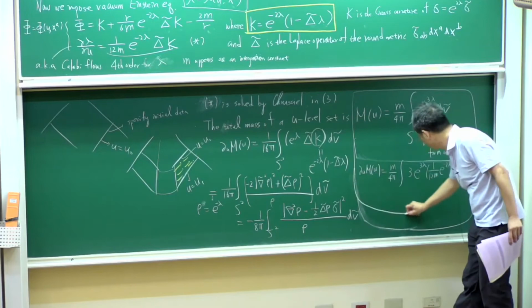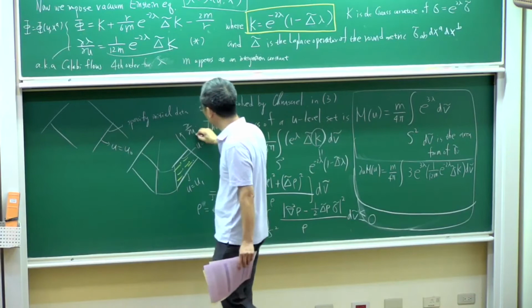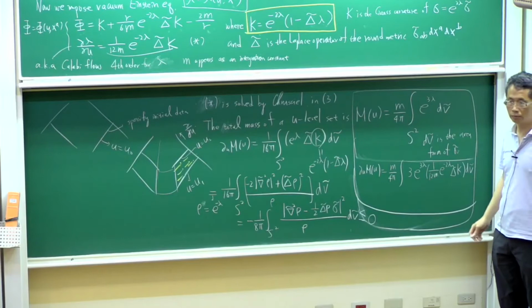And therefore, when you move along the u direction, the d/du direction, the mass is actually decreasing, and there is energy radiation.